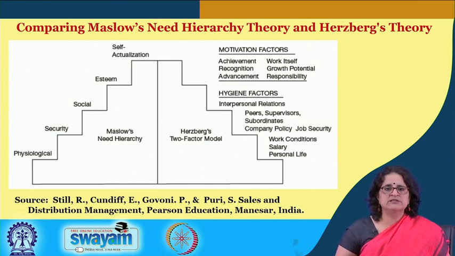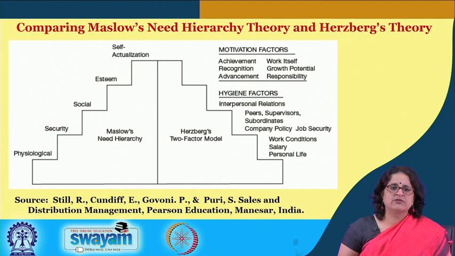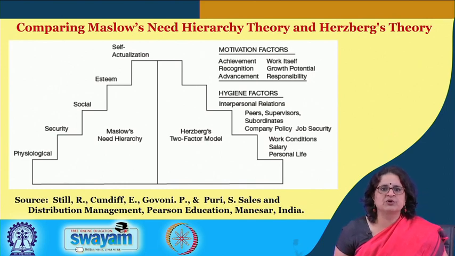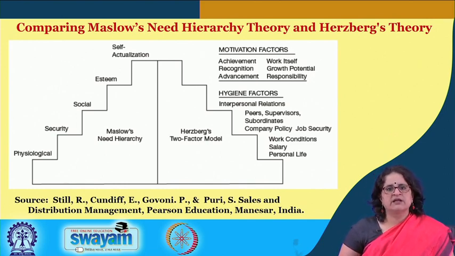So, if we compare Maslow's need theory and Herzberg's theory, this is the kind of image which we will see, where Maslow's need hierarchy is arranged in a hierarchical manner, right from physiological to self-actualization needs, with physiological and security needs being lower order needs, and social, esteem and self-actualization being higher order needs, and you have the motivational factors and the hygiene factors. So, when we look at the social needs, what we see is more of the hygiene factors, and then the esteem and the self-actualization needs act more as the motivational factors.